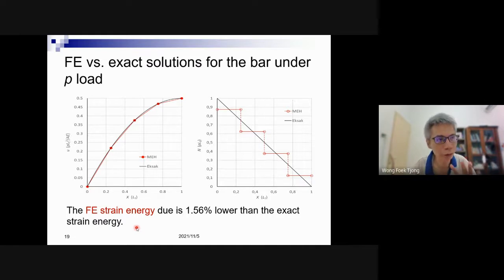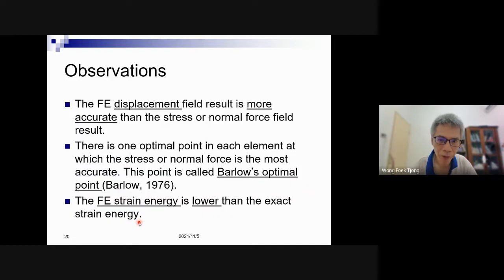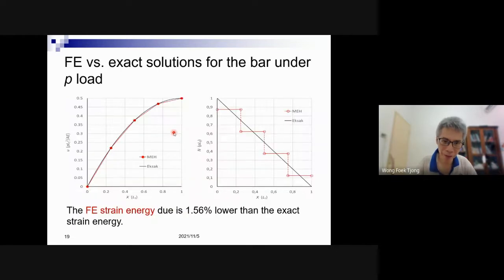So in this case, using 4 elements is 1.56% lower than the exact strain energy. Okay. So we can observe some facts from this experiment. First, the finite element displacement field result is more accurate than the stress or normal force field. Okay. That's a general fact, okay? The displacement is always more accurate than the stress.